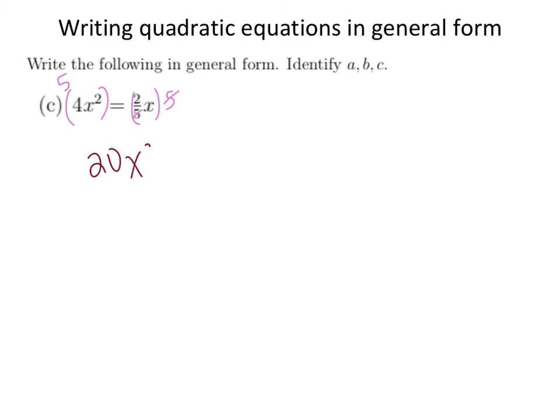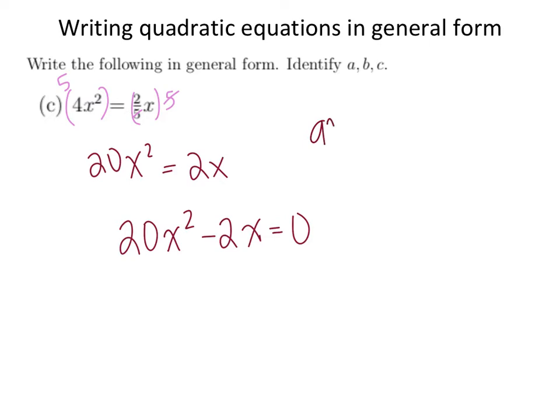20x squared equals 2x. From there, I'll move it to the left side to put it in general form. So I'm going to subtract 2x from each side. So we have 20x squared minus 2x is equal to 0. Just a reminder, general form is ax squared plus bx plus c is equal to 0. So when we're identifying a, b, and c, a is the coefficient of x squared, which is 20. B is the coefficient of x, which is -2.